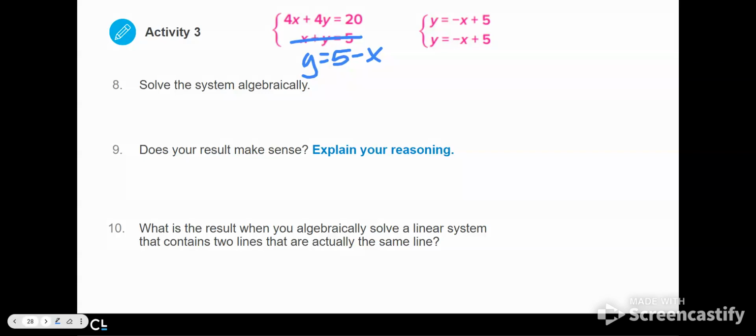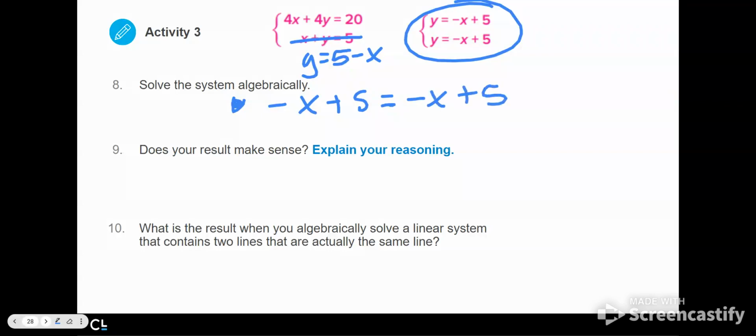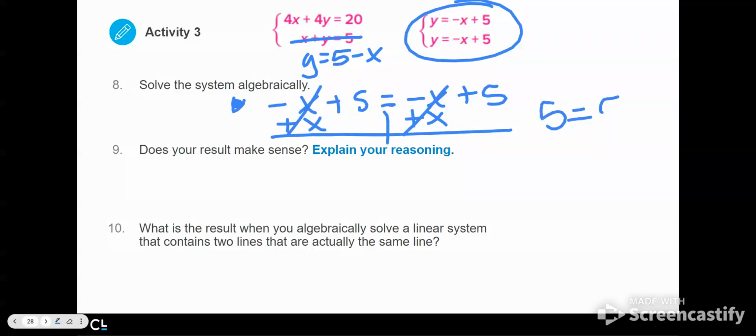So what they have here, oh, they went ahead and changed those for me. So that they have the y equals. Maybe we should just use these. So if I have y, I'm going to set them equal to each other. So negative x plus 5 is equal to negative x plus 5. Well, if I add my x over, I'm going to see that those cancel. Oh, so maybe they're not going to cross. Does 5 equal 5? Yes.